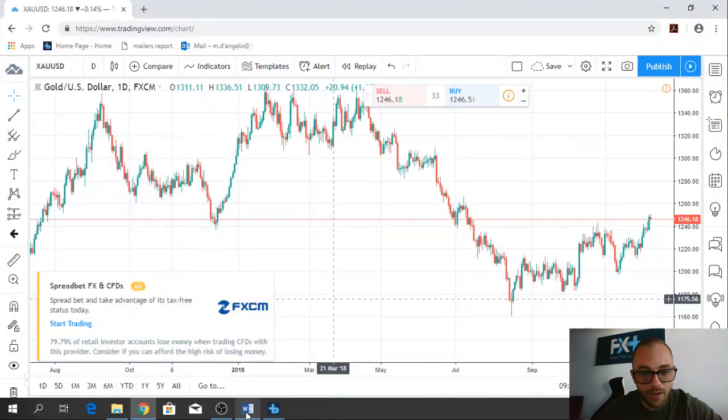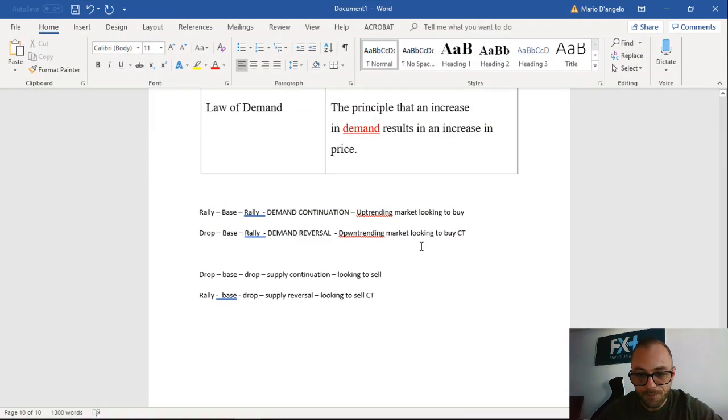So looking at a rally-base-rally, these are also very important things that we need to establish. Before of course we take any trading decision, we need to understand if we are in a downtrending market or uptrending market. And the bottom line remains that if I'm in an uptrending market, for example, if I'm looking at a monthly, weekly, daily formation, if I'm in an uptrend on a monthly, then logically speaking, I will only be looking to buy, to go long in an uptrending market.